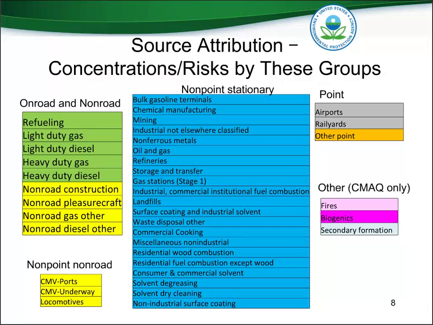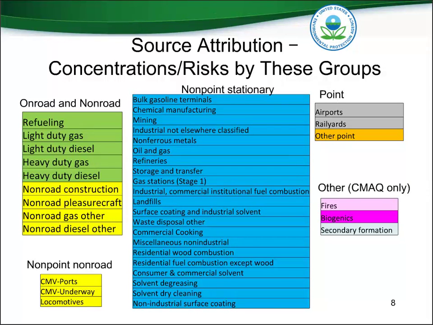For point, we have airports and rail yards separated from other point sources. And we are also only modeling in CMAQ the fires and biogenics, but we have those broken out so you can see the contributions of those. Biogenics are emissions of vegetative sources, and they emit formaldehyde, acetaldehyde, and methanol. Those are the key HAPs. And of course, VOC and NOx for CAPs.